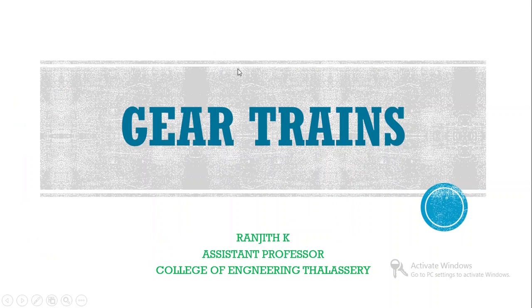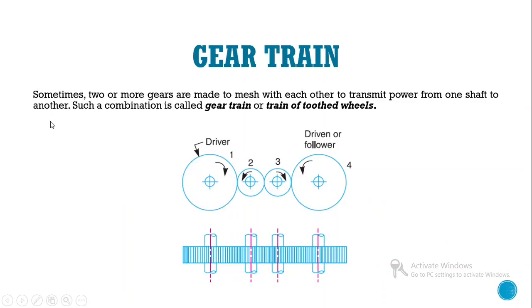Good morning all. Today's class is about gear trains. Sometimes two or more gears are made to mesh with each other to transmit power from one shaft to another. Such a combination is called a gear train or train of toothed wheels.